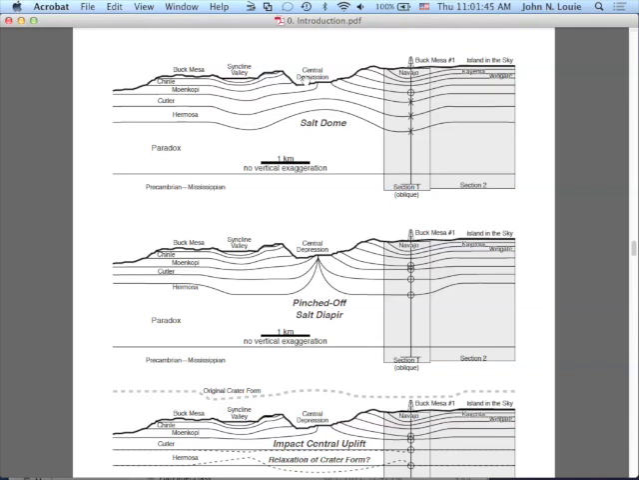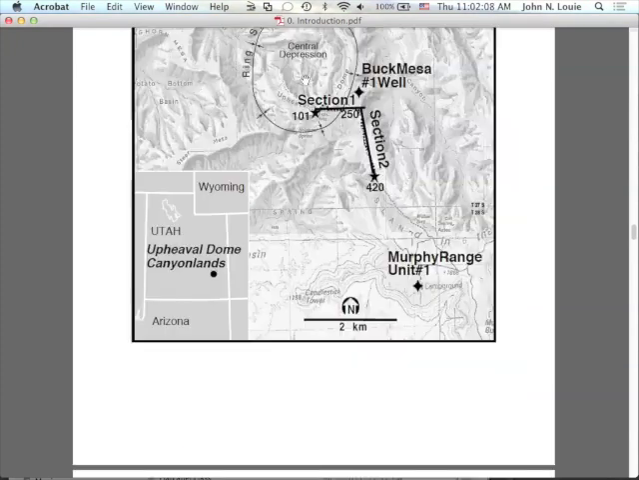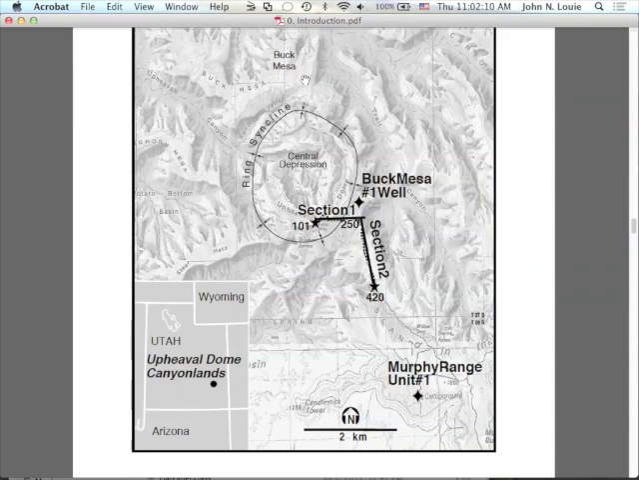and that's what everybody thought Upheaval Dome was until Shoemaker came along, and he was calculating his asteroid impact rates, and he said, given the age of the Colorado Plateau and the flat stratigraphy there, there's got to be a 5 kilometer crater somewhere in the Colorado Plateau. And then he looked at the map and he said, oh, of course, it's Upheaval Dome.